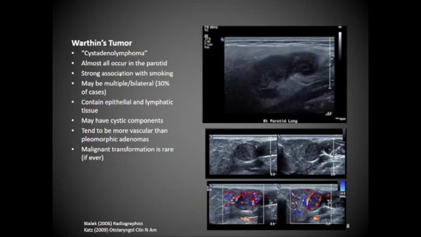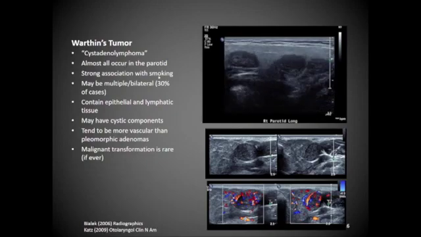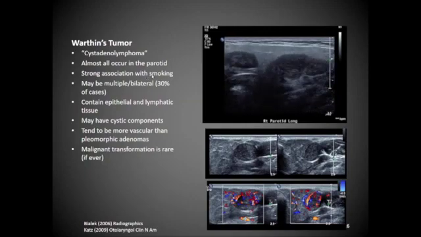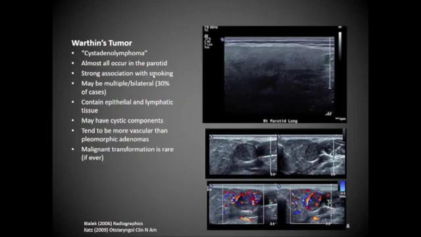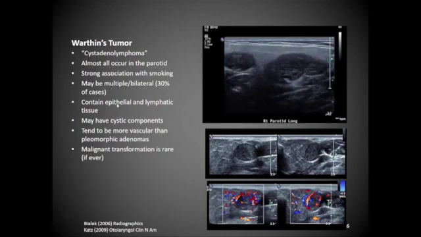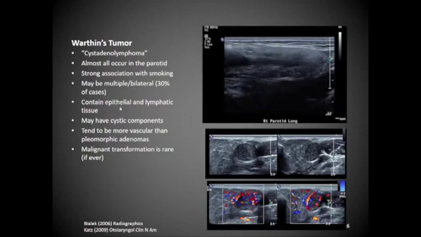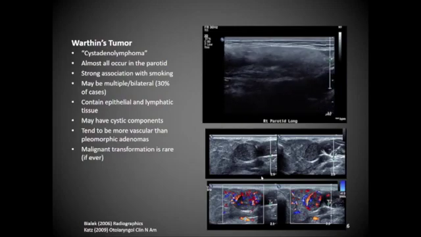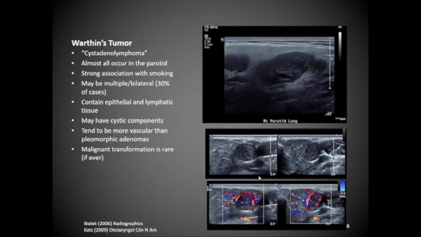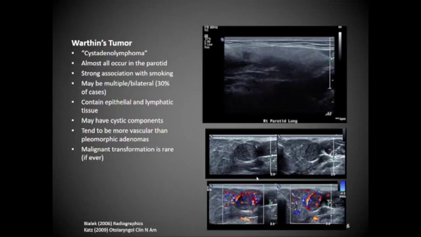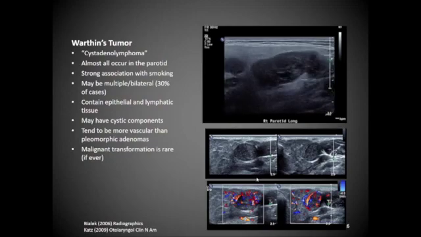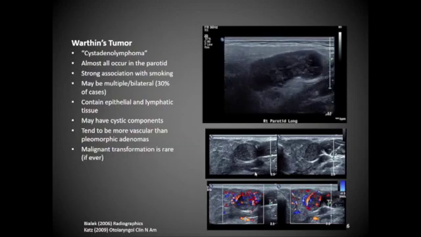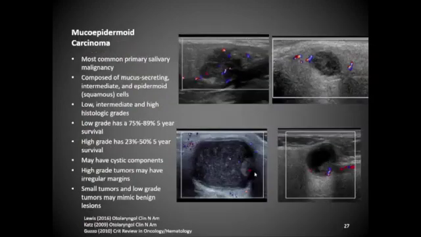It also has an extremely strong association with smoking. Does not have to be active smoking, but usually occurs in people who either are or were committed smokers. It contains epithelial and lymphatic tissue. It may have cystic components. They tend to be fairly vascular, but not always. And this is a benign lesion. Malignant transformation is rare if it ever occurs. When I polled our pathologists at OU, they feel that this does not have a malignant potential.